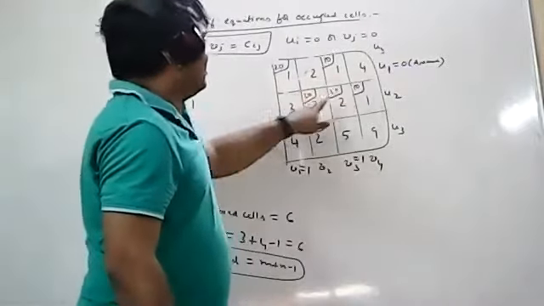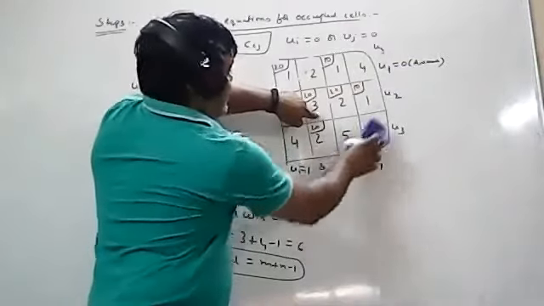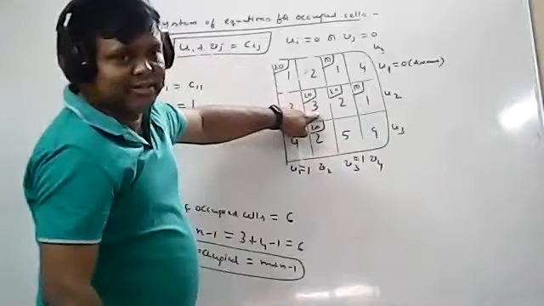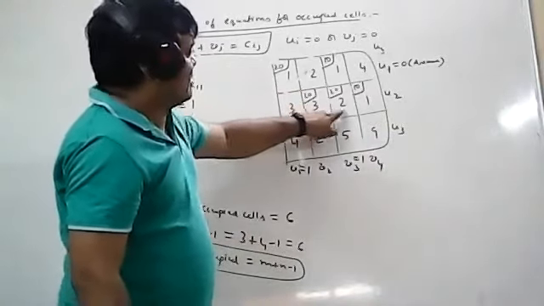Next, unoccupied, ignore. Unoccupied, ignore. Next is occupied, but I don't know both the values. You cannot calculate that value. So ignore it, later on we will see. I will skip this one.